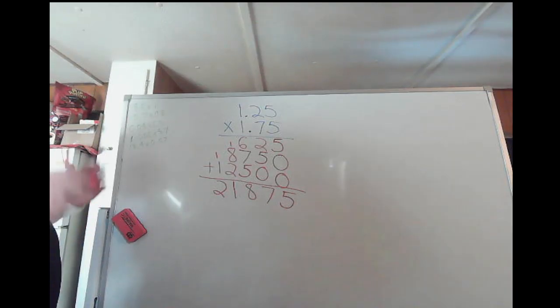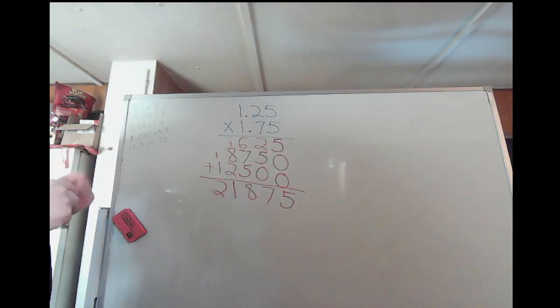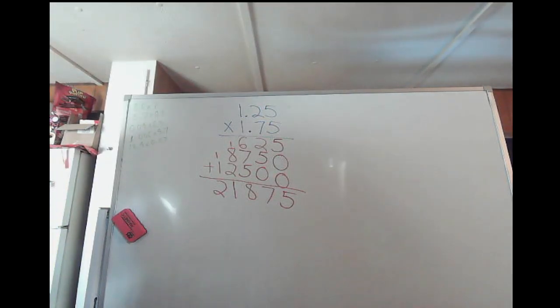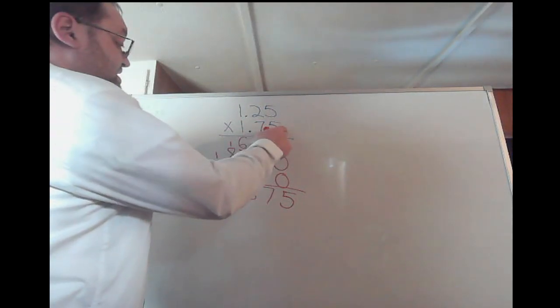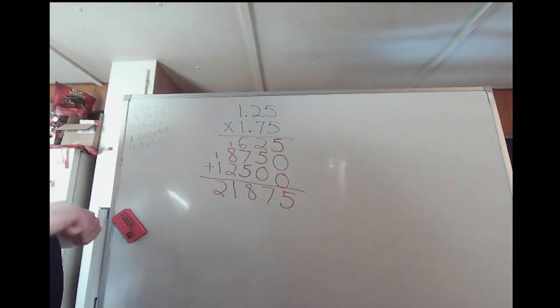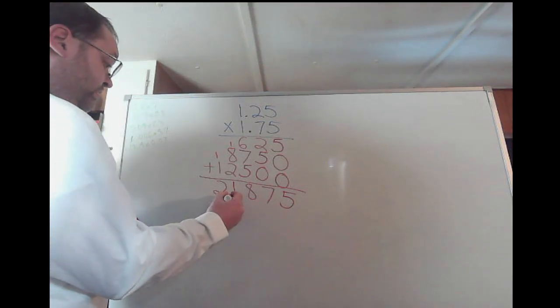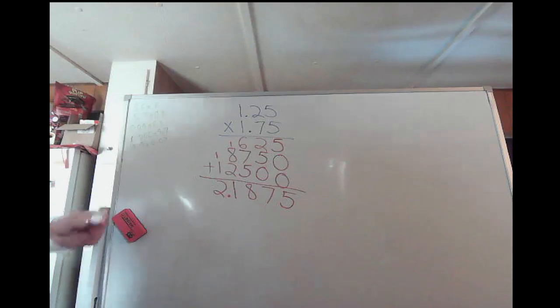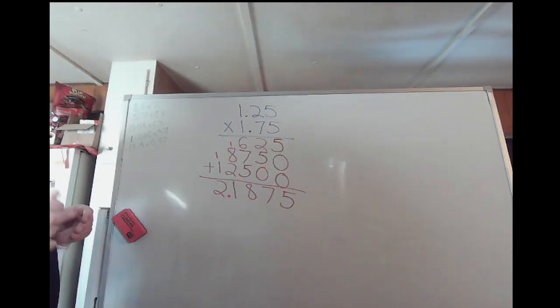Okay. What we've got to figure out now is how many decimal places the answer gets. The first term of the equation, the 1.25, had 2 decimal places. The second term, 1.75, also has 2 decimal places. So we add 2 and 2 together, you get 4. So therefore, the answer should have 4 decimal places. You should get an answer of 2.1875.